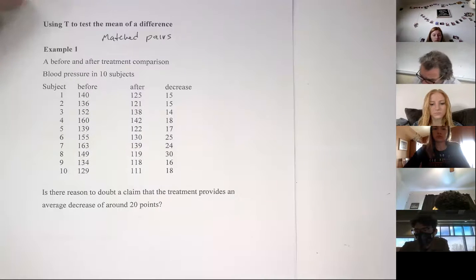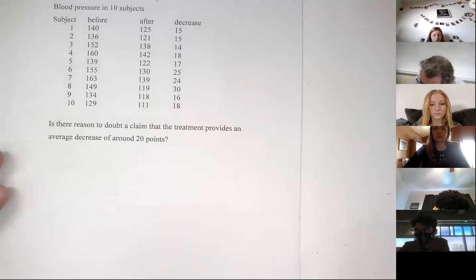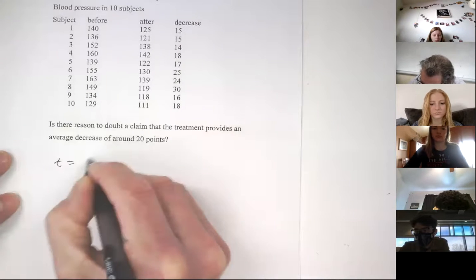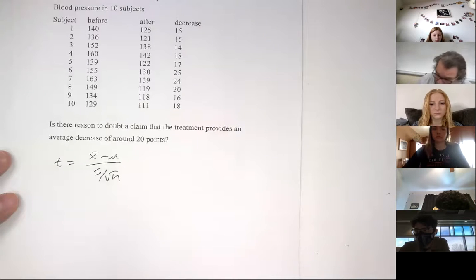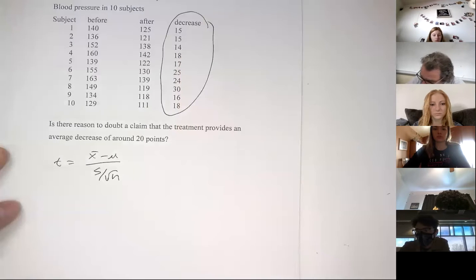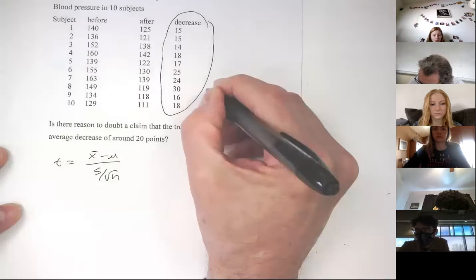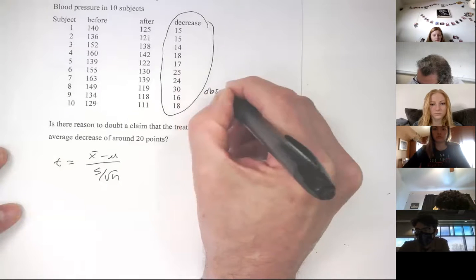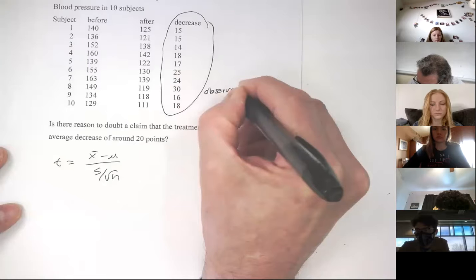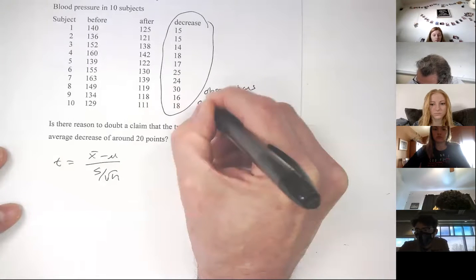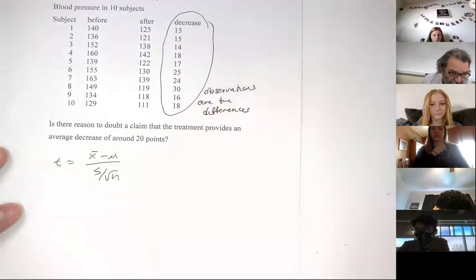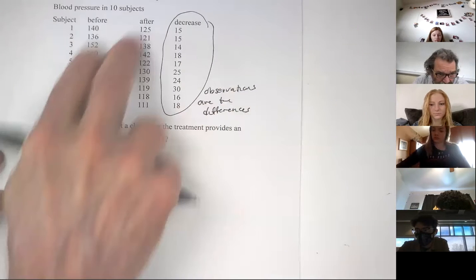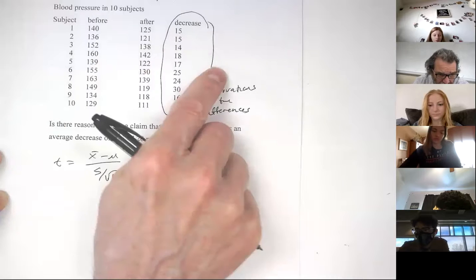So how would that look? The t would look like this: x bar minus mu over s over root n. We're going to use these as our values. Here are my observations. Are the differences. So we don't even worry about these numbers. Once we've computed the decrease, we're going to use those as our observations.